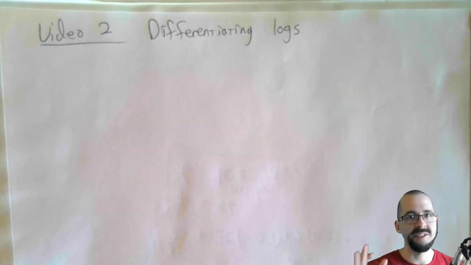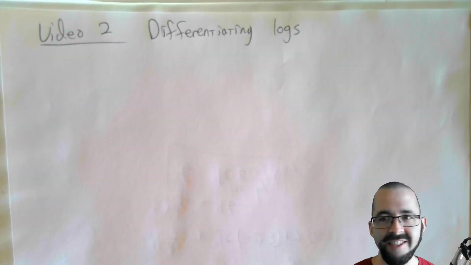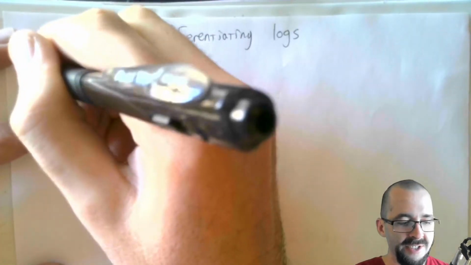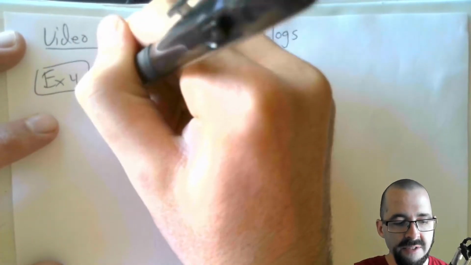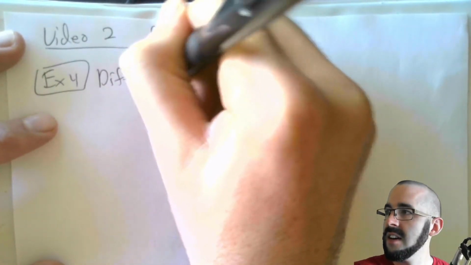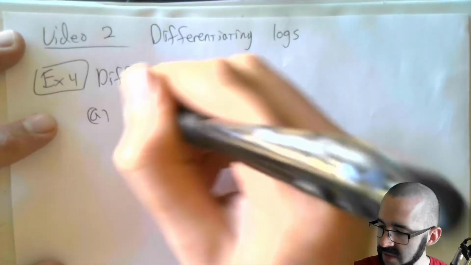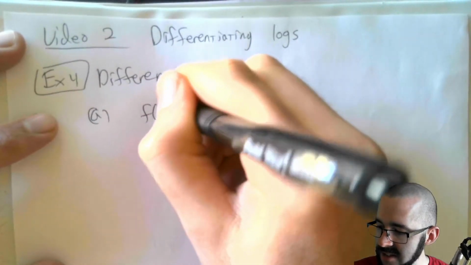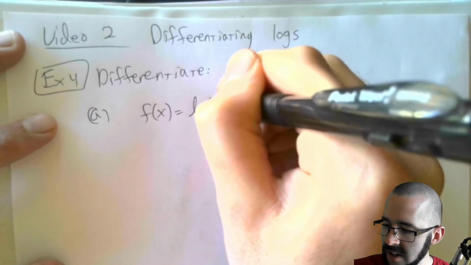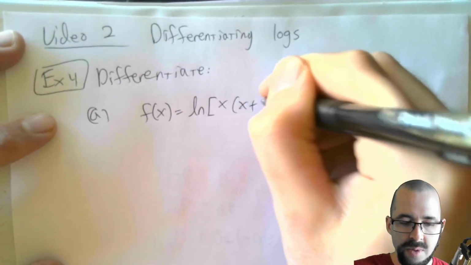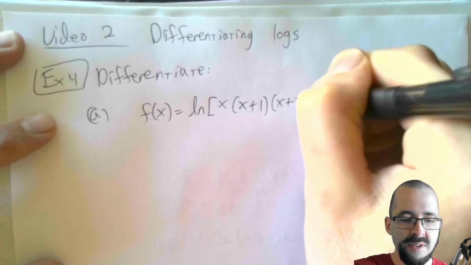All right, this video is the start of the calculus magic that is this section. Watch what we've got right here, okay? So example 4. Differentiate the following. Part A is going to be f of x is equal to the natural log of x times x plus 1 times x plus 2.